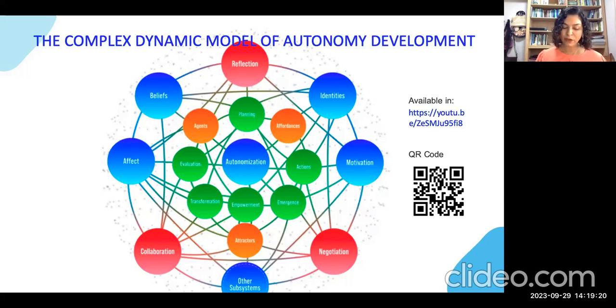The movements of autonomy development are here in green. I acknowledge it's hard to read these components on the screen, so I'm going to read them for you. Planning, action, emergence, empowerment, transformation, and evaluation. It's important to mention that these primary movements of autonomy development suggested in the model do not occur in a linear sequence due to the complexity and unpredictability of this process.